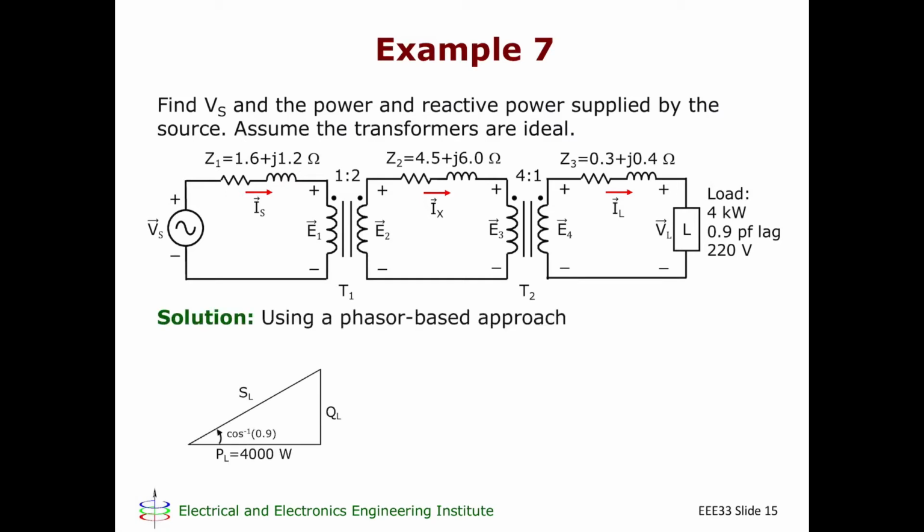Let's first try a phasor-based approach. I drew here the power triangle for the load. The base of the triangle would be the power delivered to the load, which is 4,000 watts, 4 kilowatts. From the power triangle, I can compute Q sub L. Q sub L is equal to P sub L times the tangent of the arc cosine of 0.9. And this is going to give me 1937.3 vars.